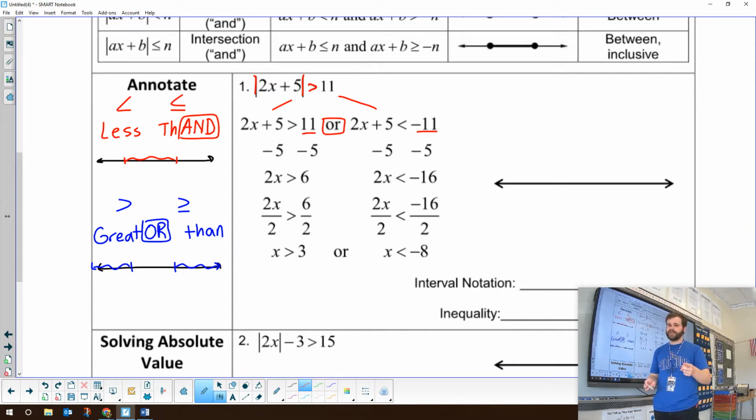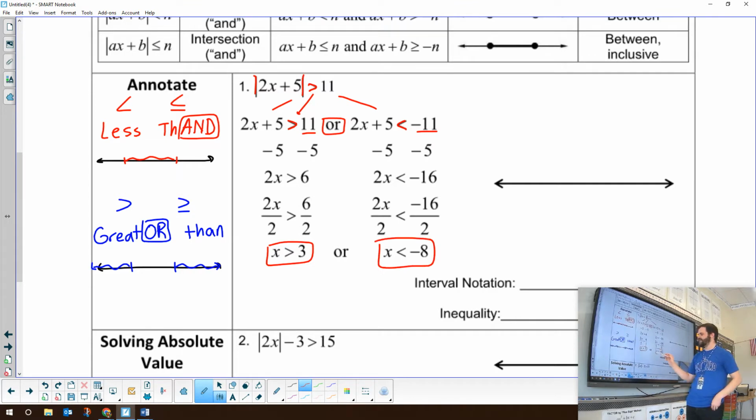But I want you to notice that I also split it up to where we have the normal greater than, but I also have a less than. So we don't just have a positive and negative, we have a greater than a positive and a less than a negative. So we also switch the greater than and the less than symbol, okay? So we switch both of those, and then we just solve it like normal. So I solve this one, we get x is greater than 3. I solve this one, I get x is less than negative 8.